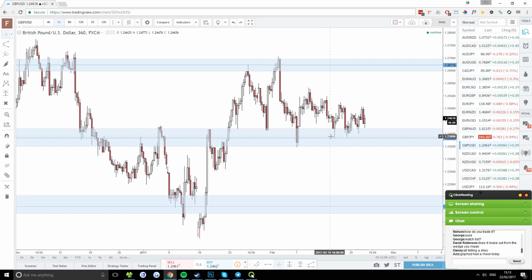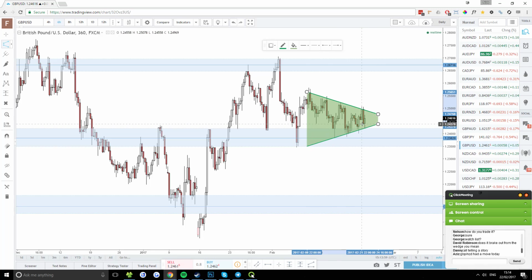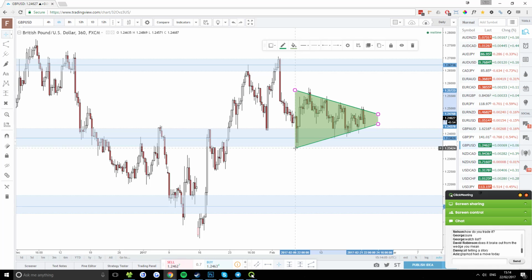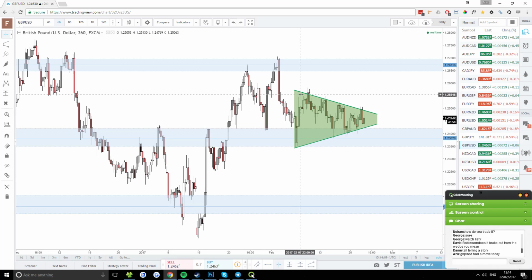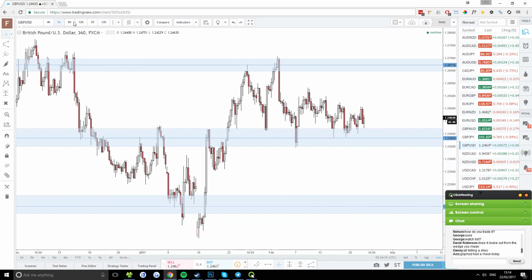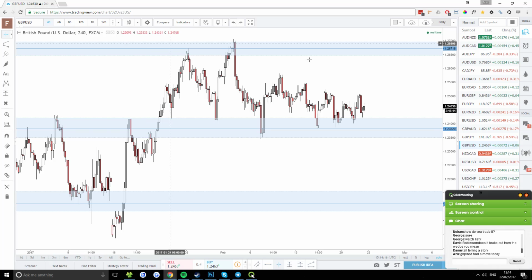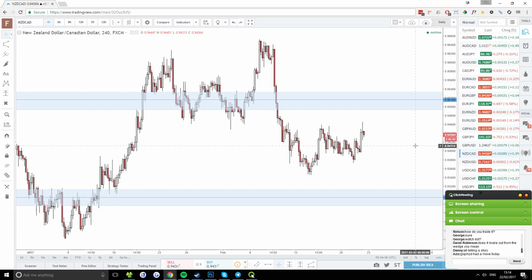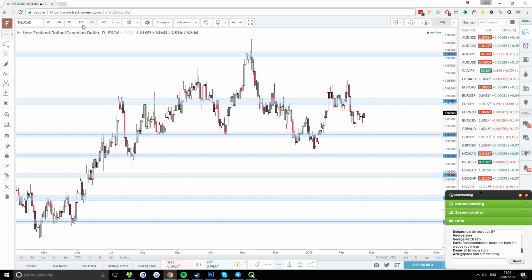And now I'm seeing wedges everywhere. Do you see this one? Once you start looking for them, they're everywhere. But sticking to reversals, GBP USD, we're not seeing any reversal setup. So let's stick to what we're doing.